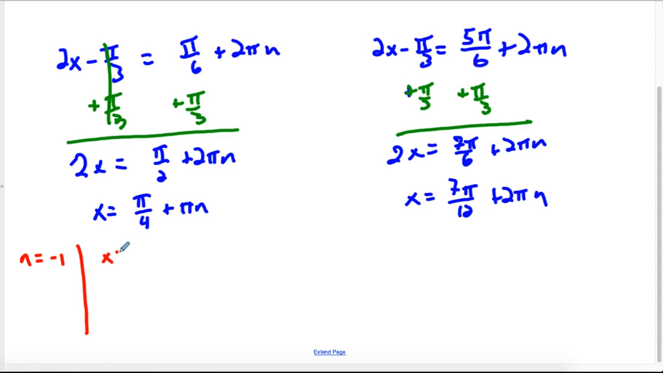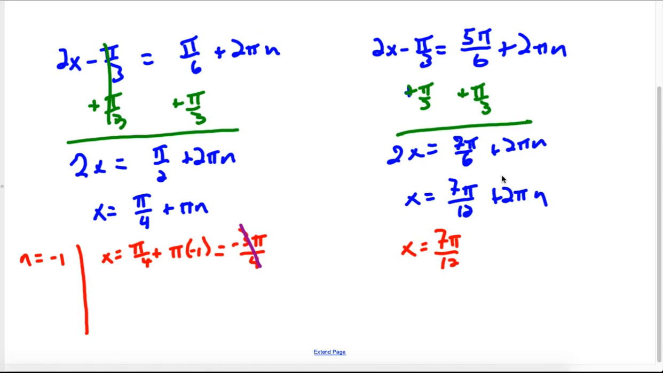So this would be pi over 4 plus pi times -1, or pi over 4 minus pi, which would be -3 pi over 4. Well, a negative angle is not going to be in between 0 and 2 pi, so that's not going to work. Over here, 7 pi over 12.